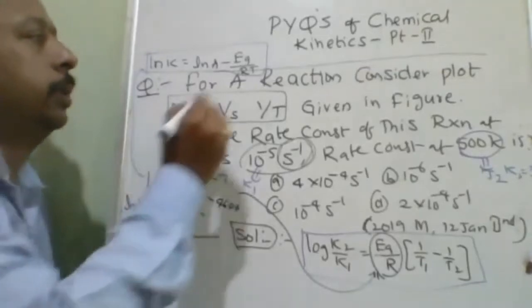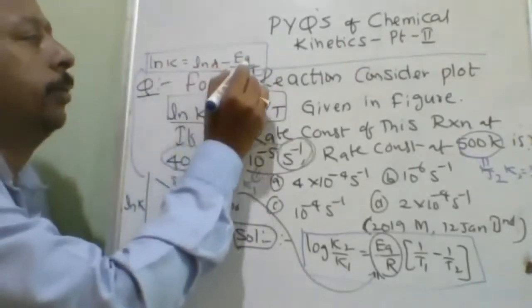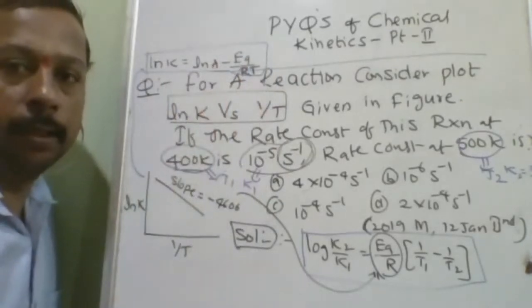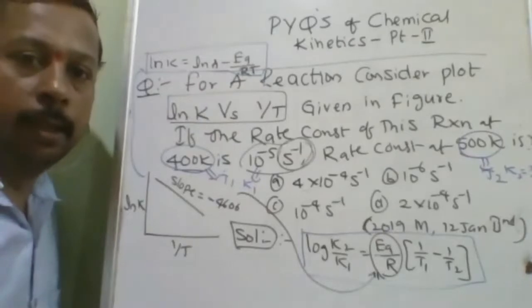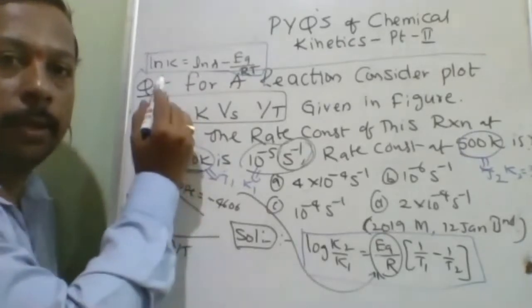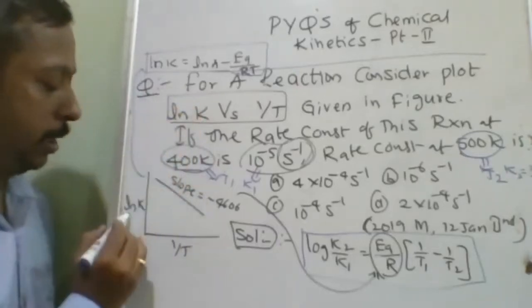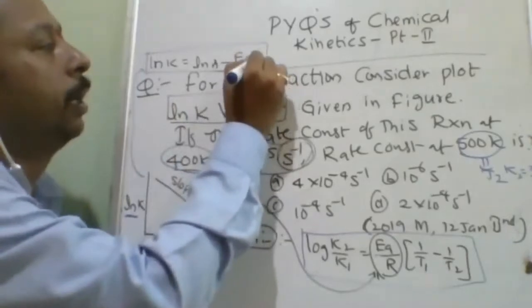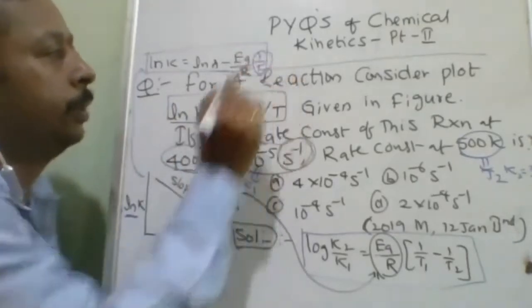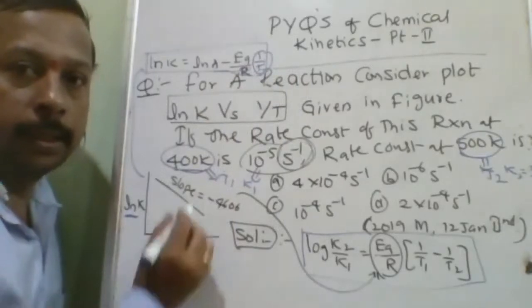Okay. I am reading it out, don't worry. ln k is equal to ln A minus Ea upon RT. This is called the Arrhenius equation. According to this, the y-axis should contain ln k. Already the y-axis contains ln k. And this 1 upon T I am separating. See, it is on the x-axis. 1 by T is on the x-axis.